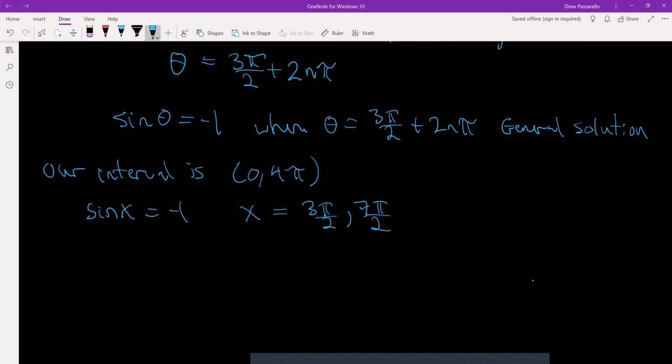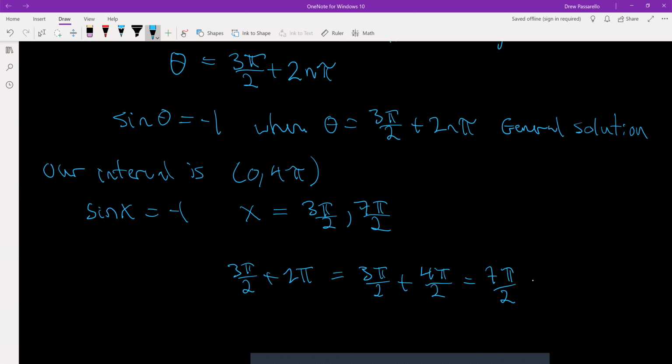So you could also get the 7 pi over 2 by doing 3 pi over 2 plus 2 pi. You could write 2 pi as 4 pi over 2, and so that's where the 7 pi over 2 comes from. You just go one more revolution around, which is 2 pi radians, and I just add that to the 3 pi over 2 to get the 7 pi over 2.